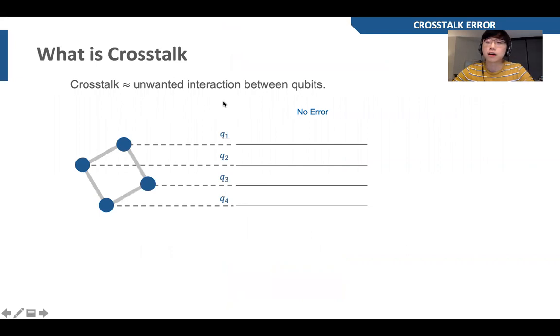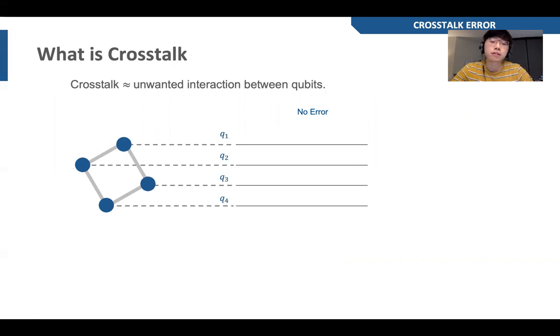To mitigate crosstalk, we need to first understand what it is. We can define crosstalk roughly as an unwanted interaction between qubits. We focus our study on superconducting transmon qubits, one of the leading implementations of qubits. Here, interaction means some form of energy exchange.